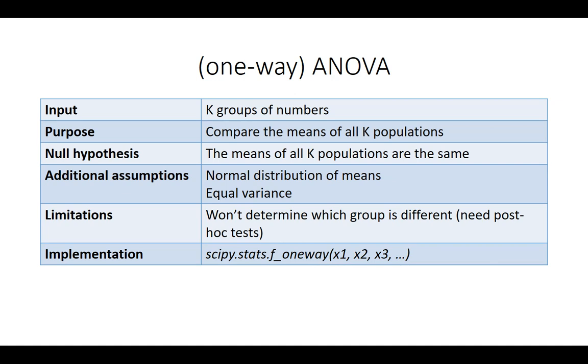looking at. And additional assumption, again, it's a parametric test, so we do assume a normal distribution of means, like in a t-test, and we do assume equal variance, like in t-test. But again, like with t-test, it's fairly robust to these assumptions. So unless you have a very small data set or very, very extreme distribution, it should be fine in most real-life cases.